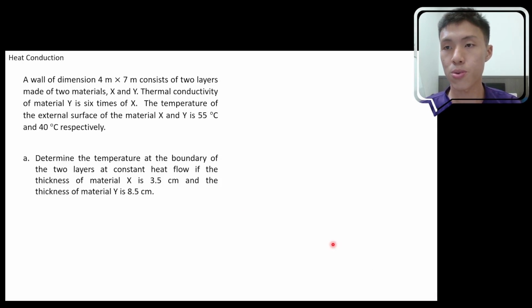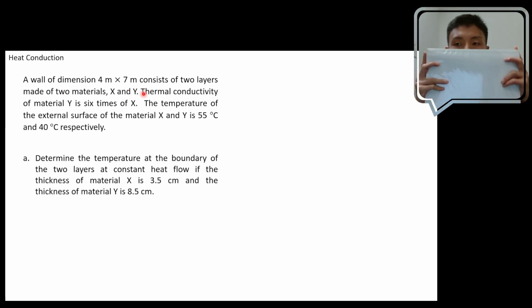Let's try to solve this problem here. So you have a wall of dimension 4 meter times 7 meter, which consists of 2 layers made of 2 materials X and Y. So to visualize the situation, let me show you something over here.